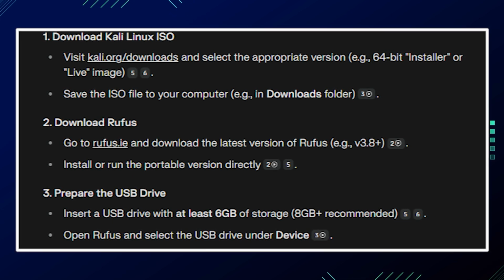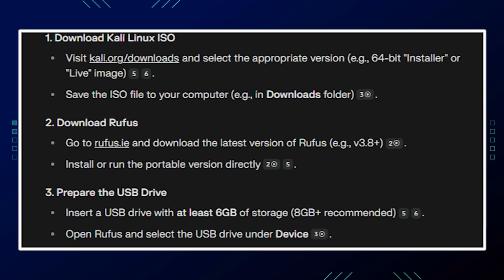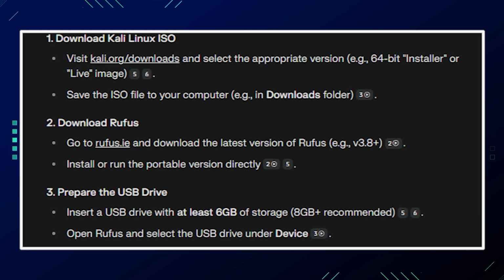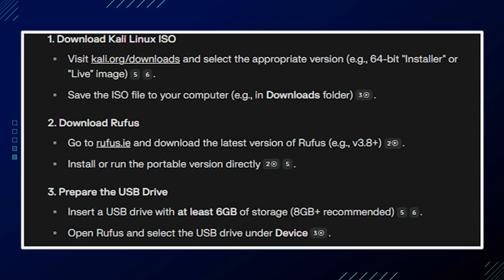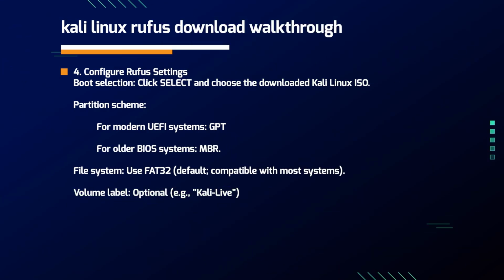So prepare the USB drive. Insert a USB with at least 6 gigabytes of storage, but 8 gigabytes is recommended. Open the USB drive under Device. Then configure the Rufus settings.